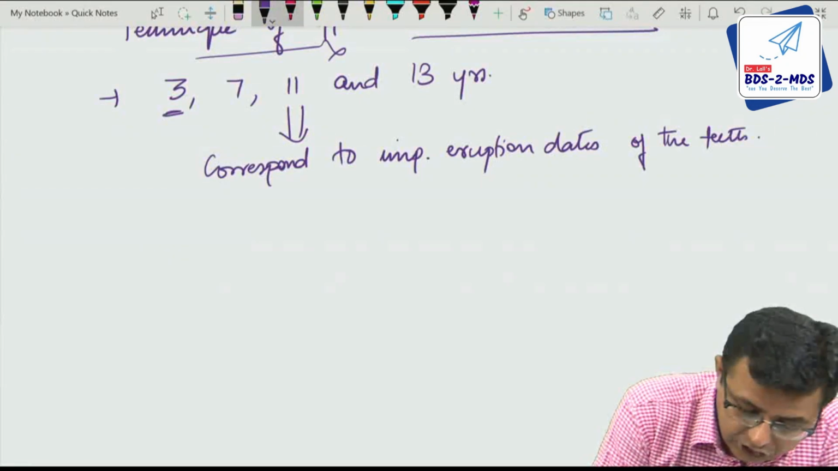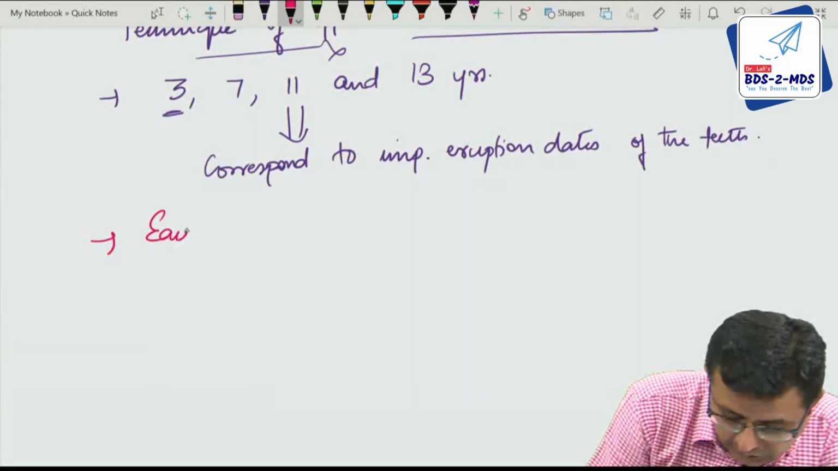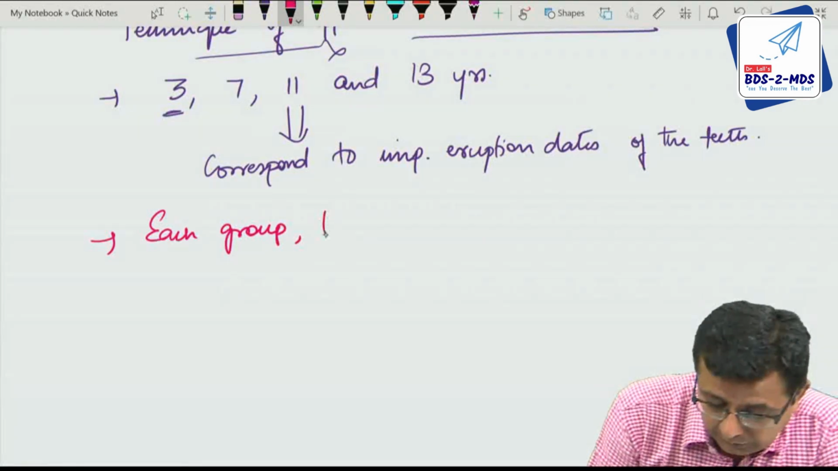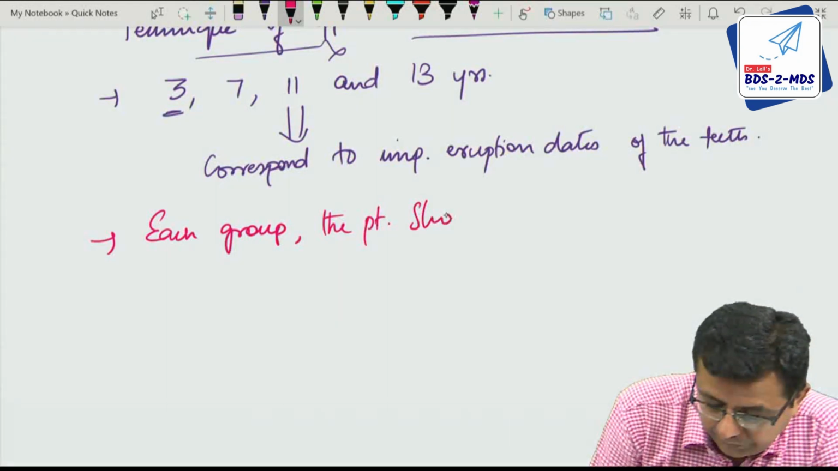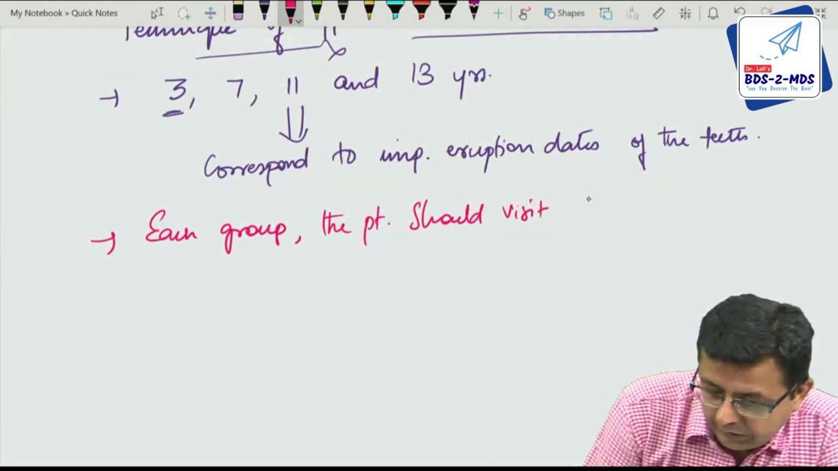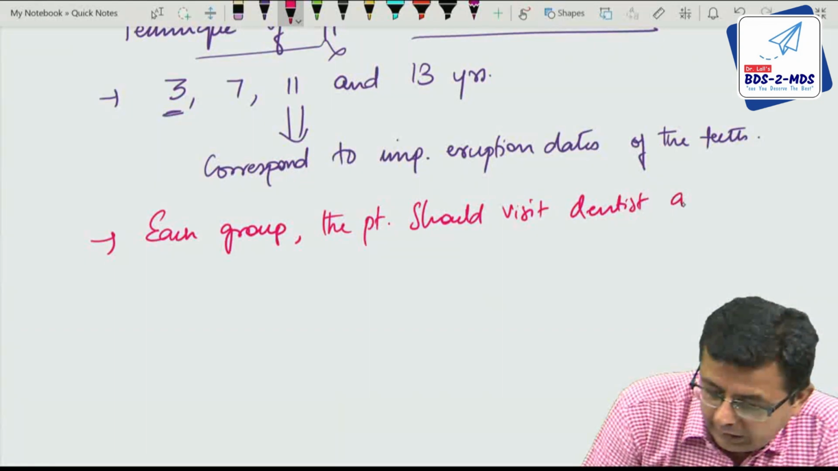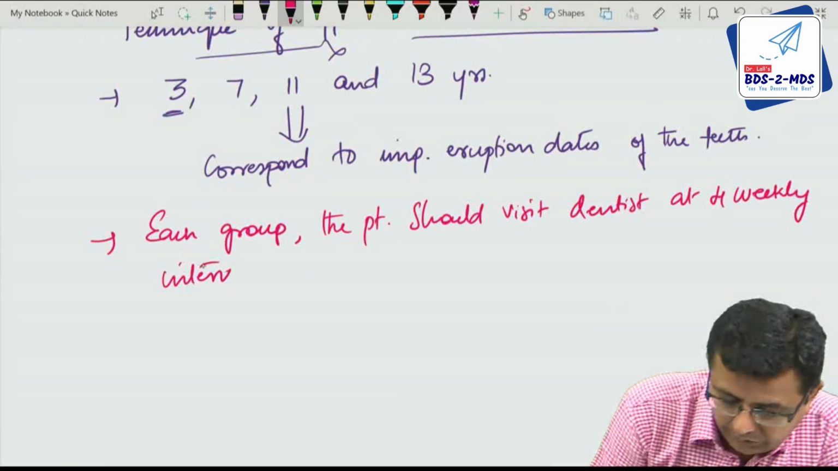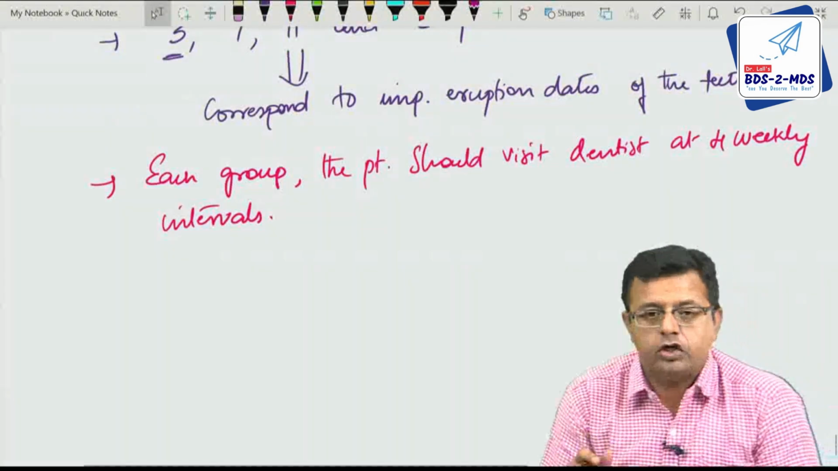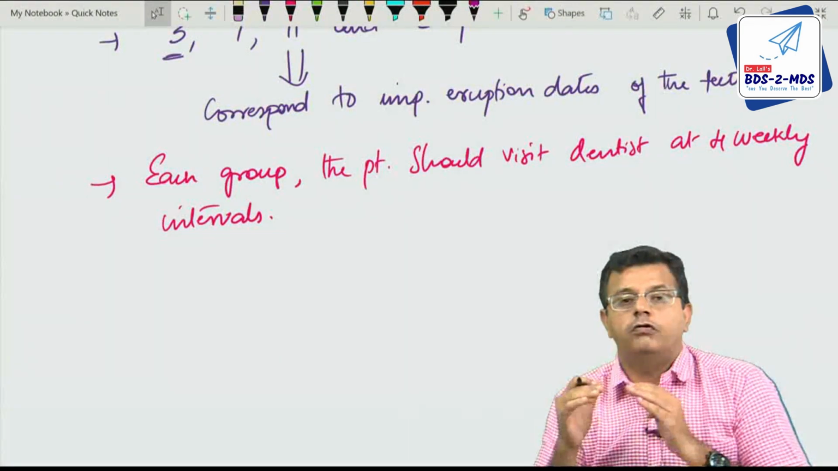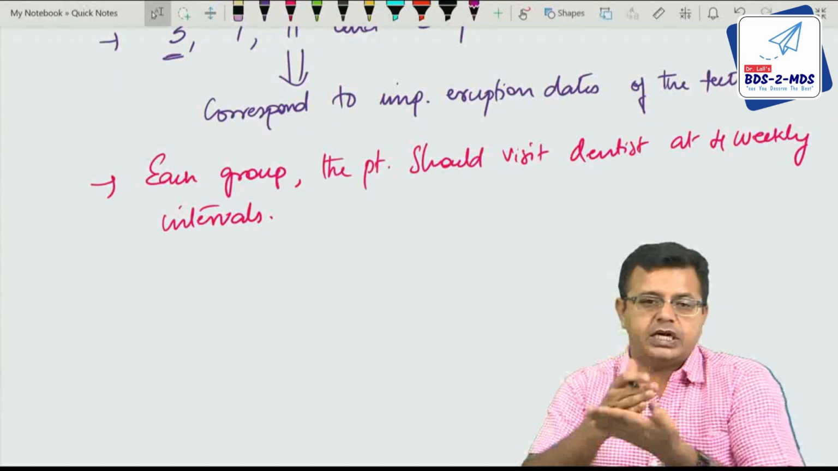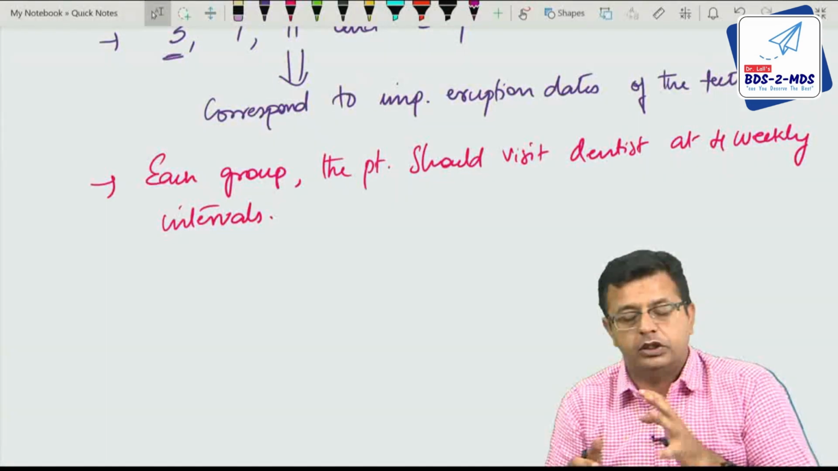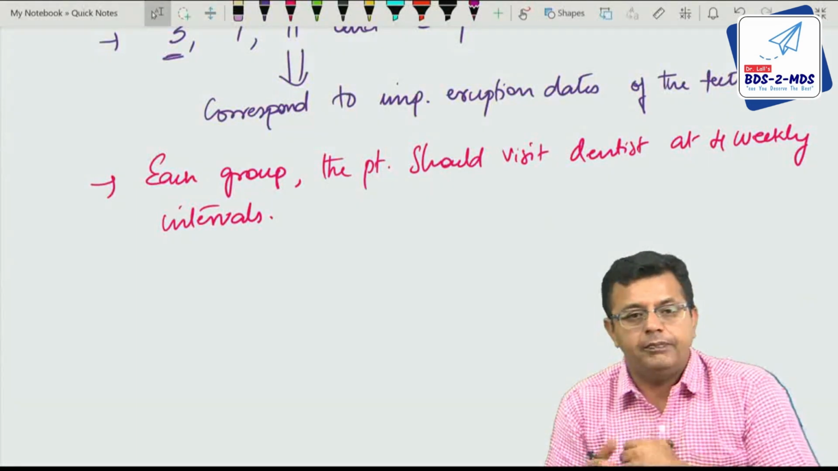Now in each age group, when the child attains 3 years, the patient should visit the dentist at 4 weekly intervals. The patient at each age group should visit the dentist at 4 weekly intervals. So let us say first week, second week, third week, fourth week, all back to back.